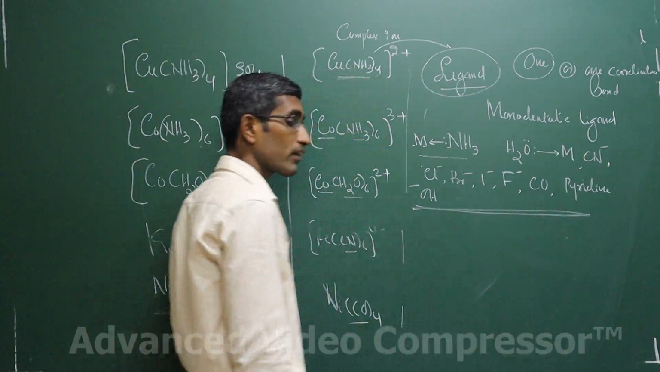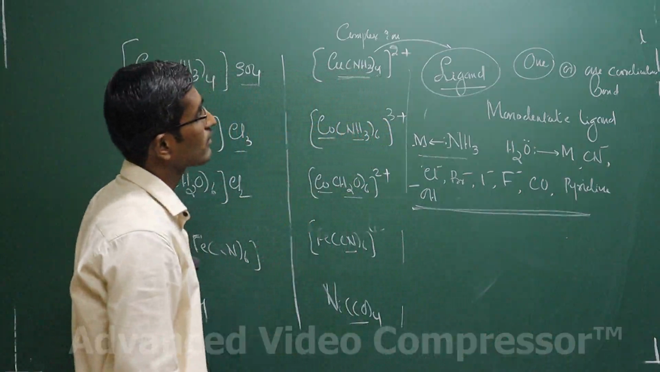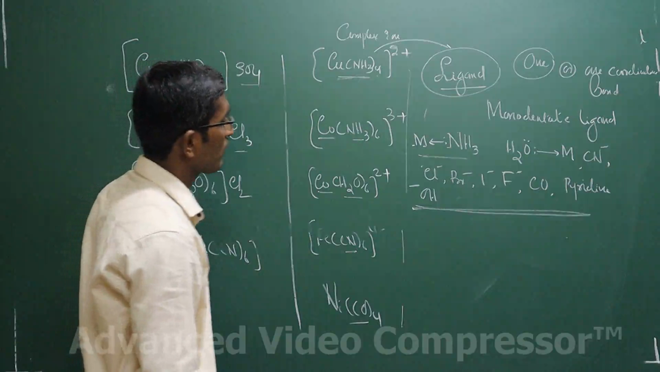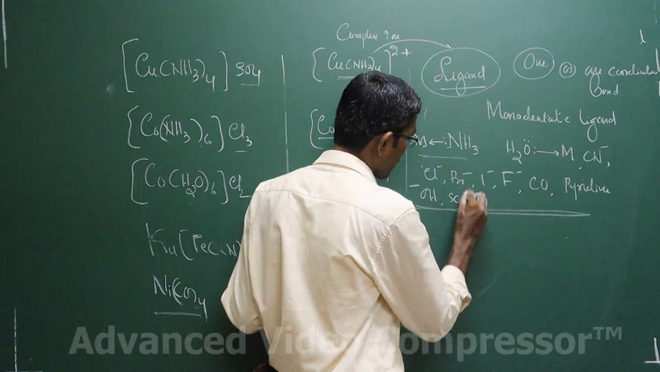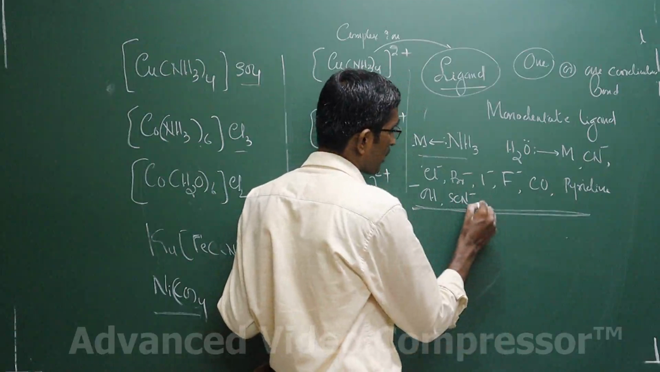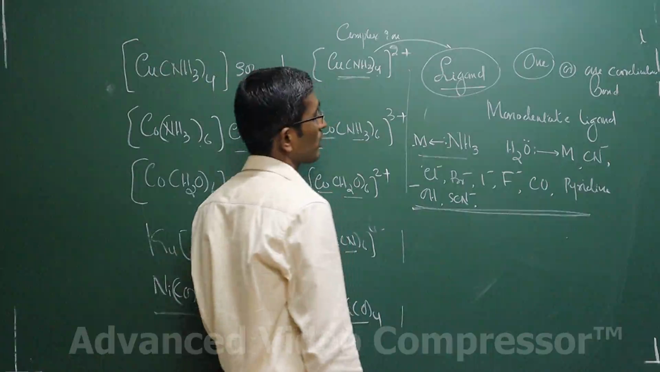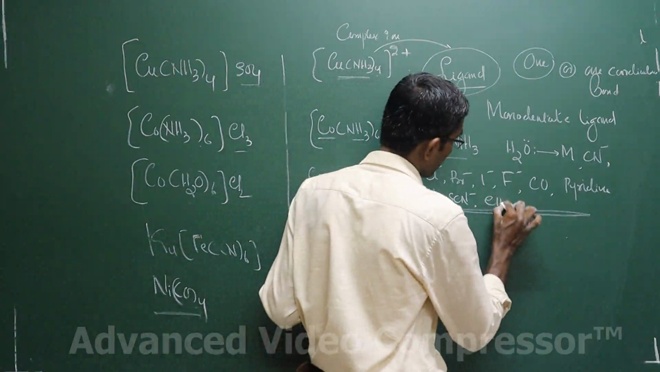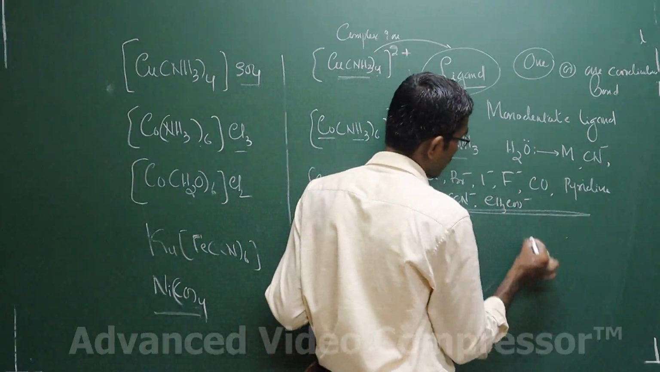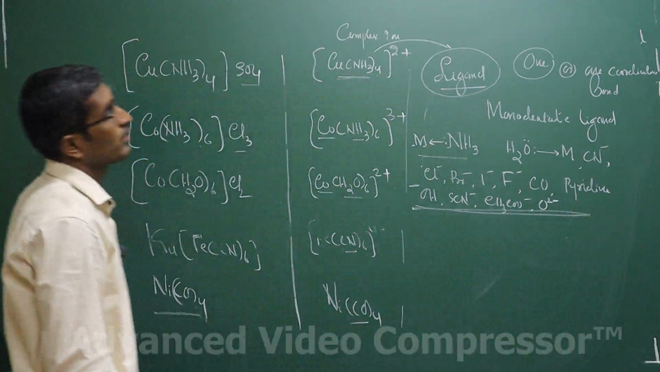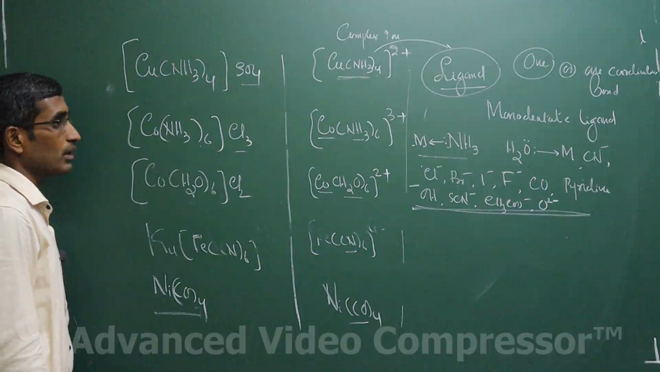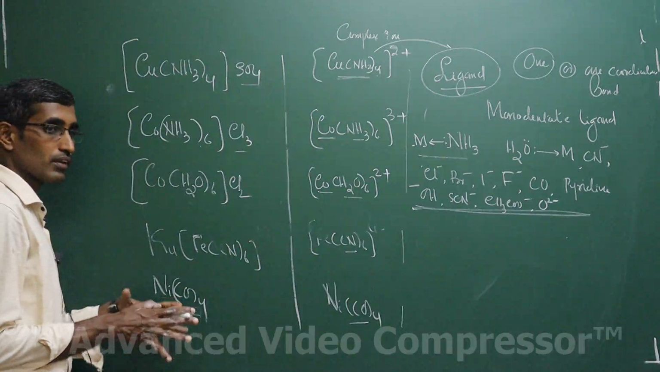It can also be called an ambidentate ligand. We'll take a look at that. Okay, so we have SCN minus, this is also a monodentate ligand, right? So all are monodentate. CH3COO minus, the acetate ion, O2 minus, all these things are monodentate ligands.